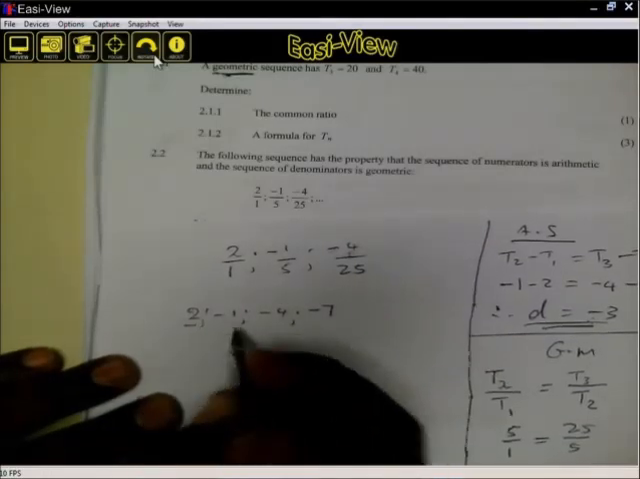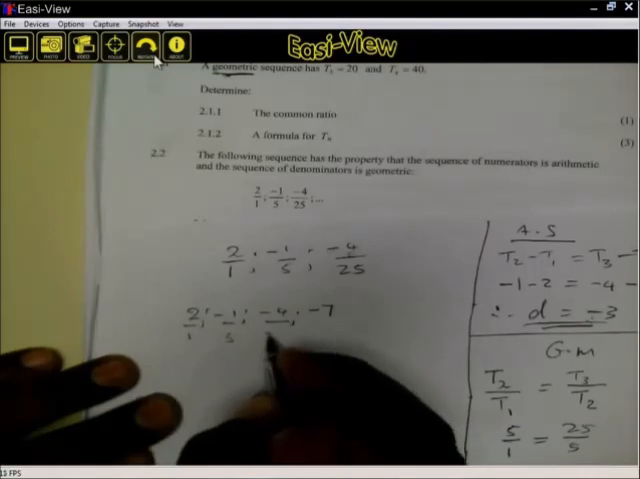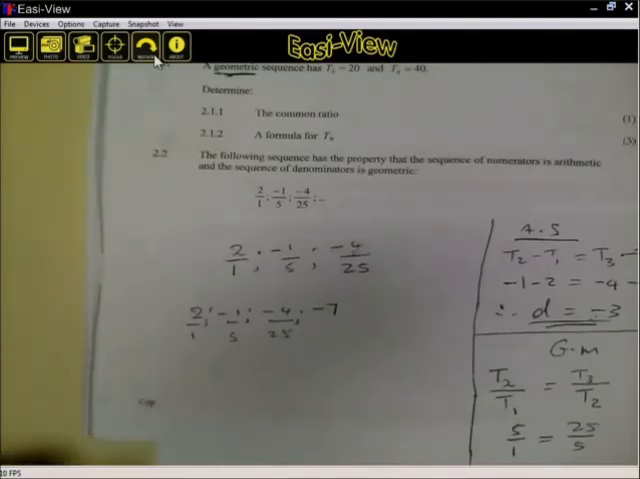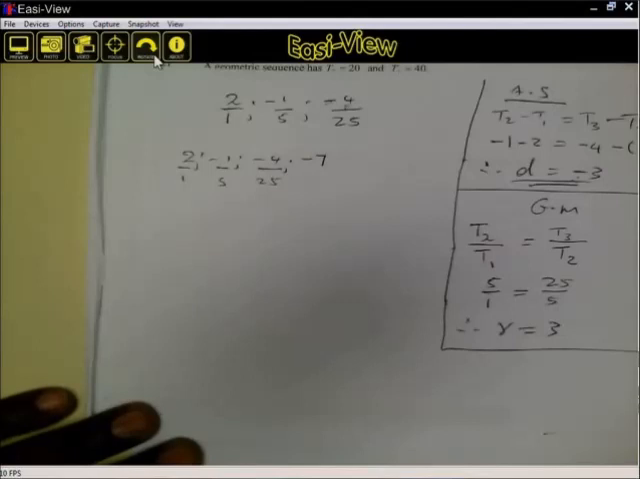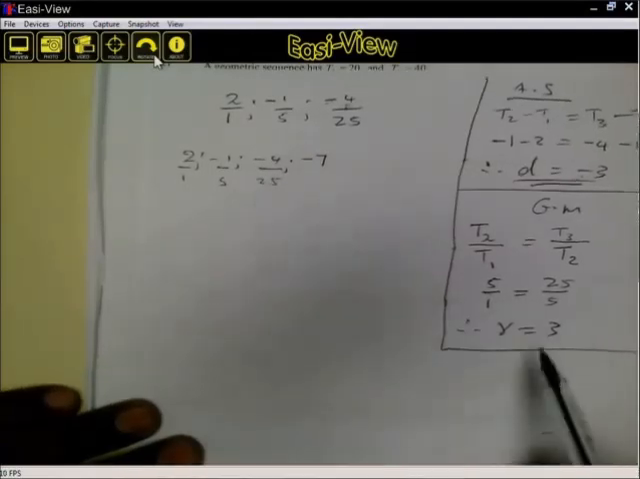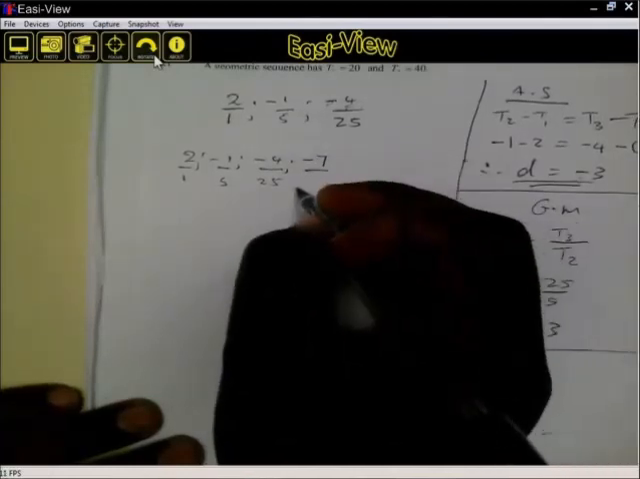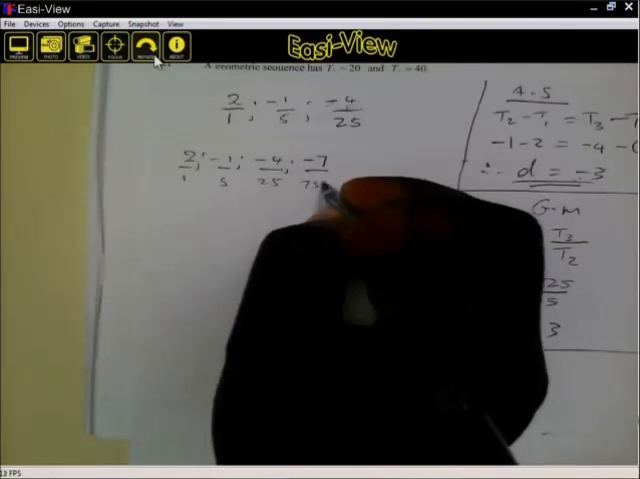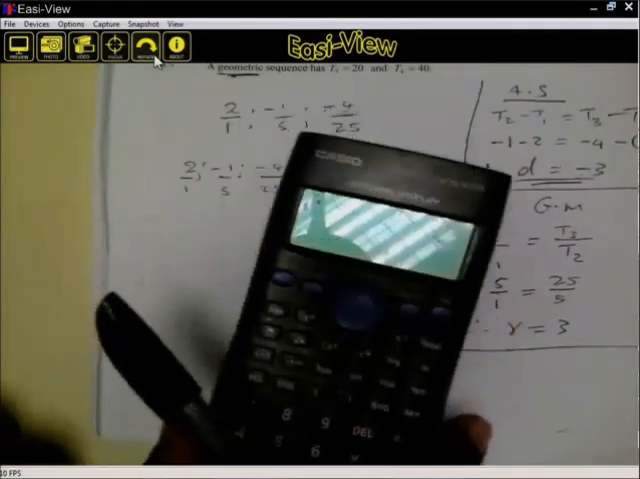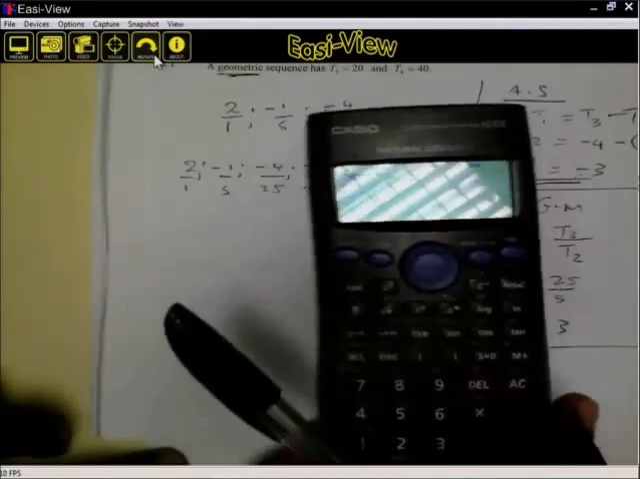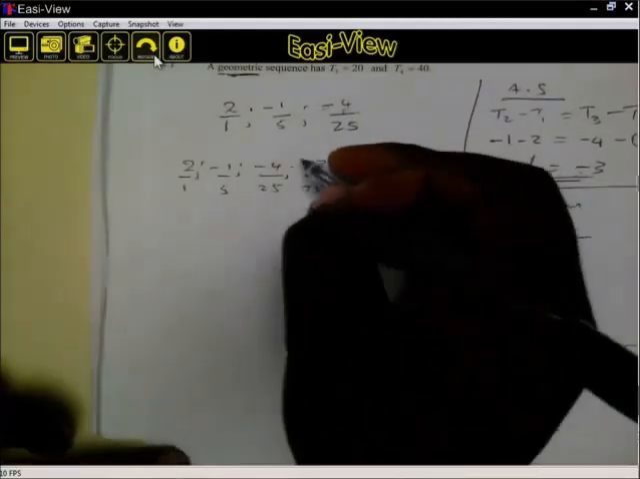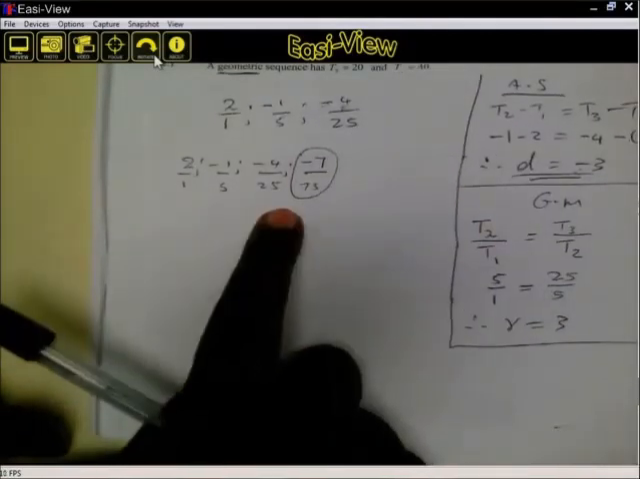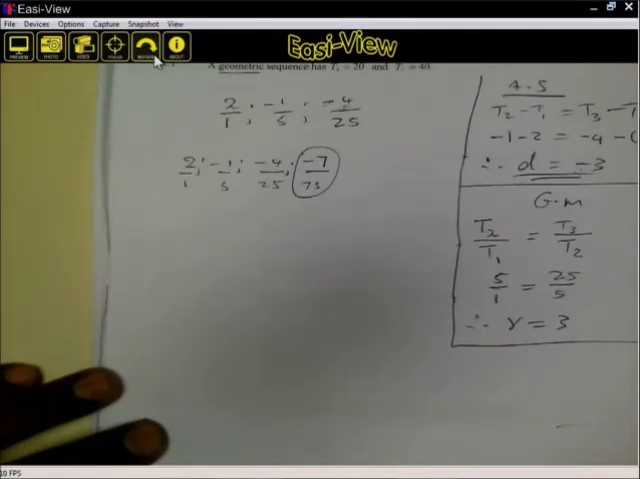And for the geometric sequence, we have 1, 5, and 25. With geometric sequences, if you know the common ratio, all you do is multiply your terms by the common ratio to get the next term. So we multiply 25 by 3 to get the next term, which is 25 times 3, equal to 75. Let me just confirm it using my calculator. 25 multiplied by 3 equals 75. Right. So the fourth term of the sequence will be equal to -7/75.